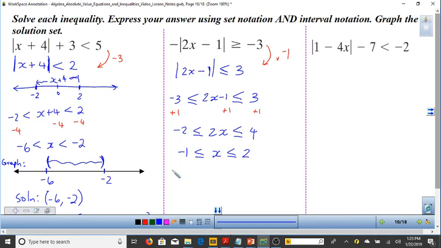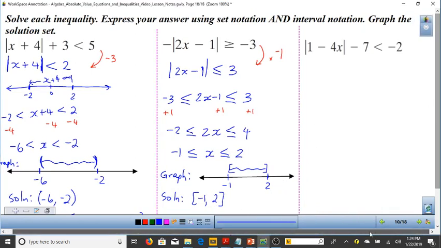So my graph of my solution set is negative 1 to 2. We're shading in between. We use brackets. And so my interval notation for my solution is bracket negative 1, comma 2 bracket. All right.